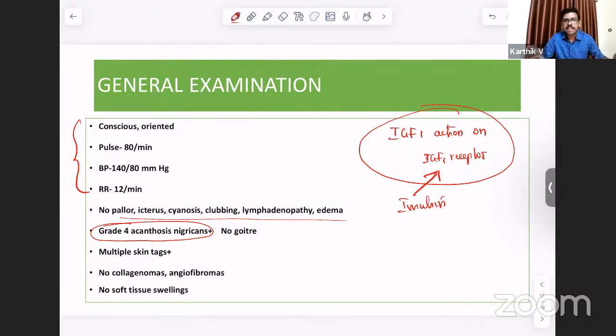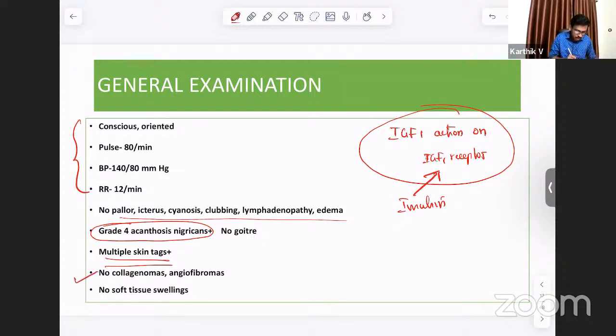So acanthosis nigricans in a patient with hypoglycemia signifies the possibility of hyperinsulinemia. So it gives you a clue that you are dealing with a hyperinsulinemic disorder. And again, multiple skin tags are also due to the growth proliferative action of insulin on the IGF-1 receptor.